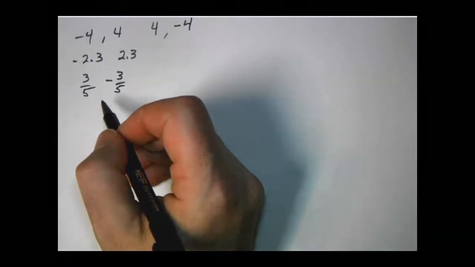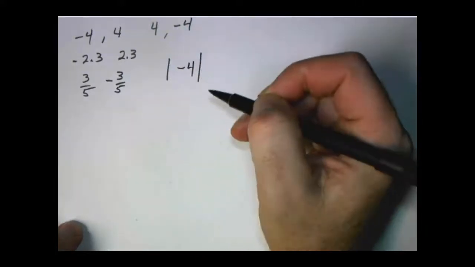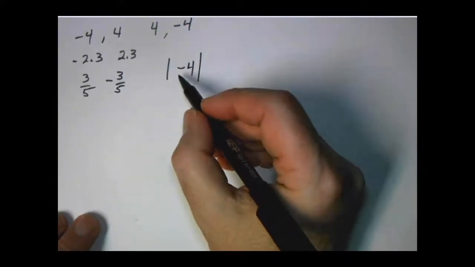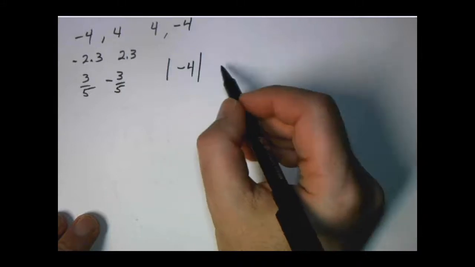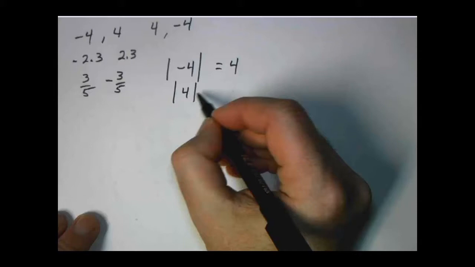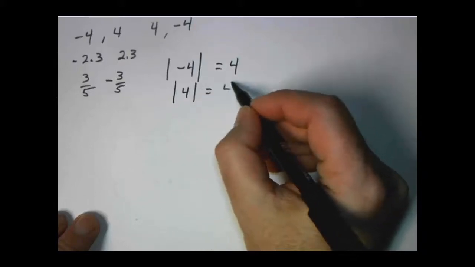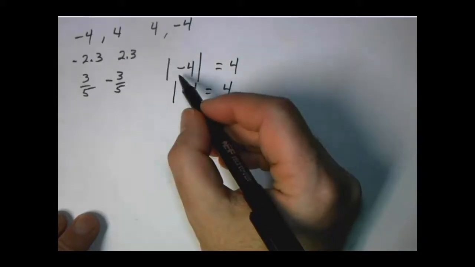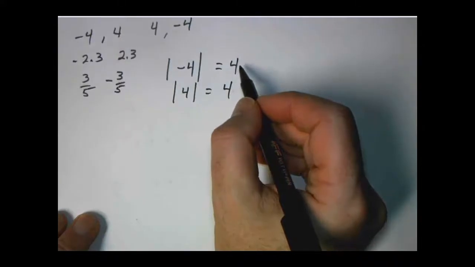The next concept is called an absolute value. And I call it kind of like a magic box. Anything that goes into the absolute value comes out positive. So if we had a positive and we put it in the box, it stays positive. If it was negative, it becomes positive.